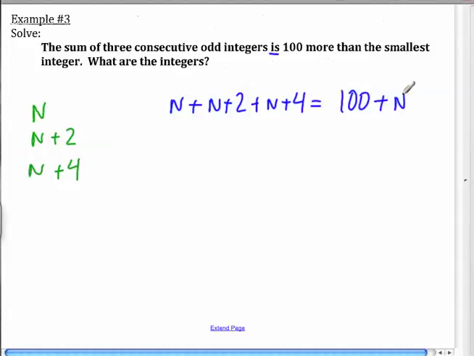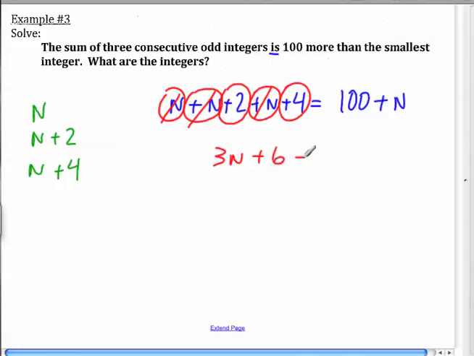Where do I go to solve this thing? Help me out back there, Reed. I've got an n here, I've got an n here, and an n there, so I've got 3n. Thank you, Reed. Now what do I do, Jordan? Now I combine the constants, 2 and 4, and I get 6.